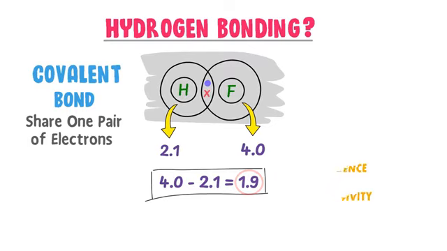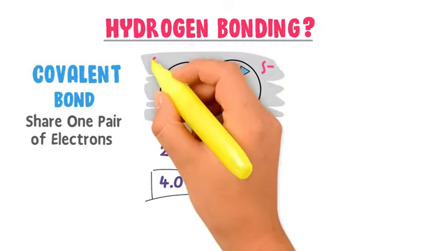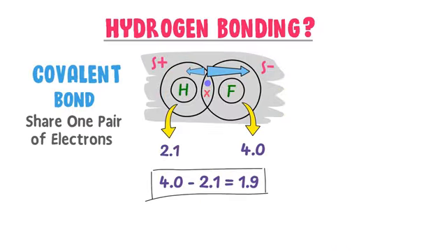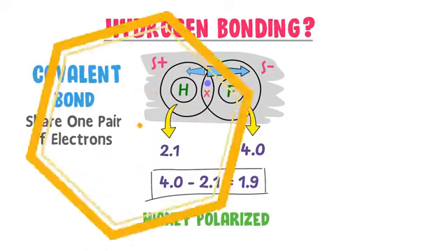As a result of this, fluorine atom, being highly electronegative, pulls the shared pair of electrons more towards itself than hydrogen. The electronic cloud tilts towards fluorine atom and partially negative charge appears on fluorine and partially positive charge appears on hydrogen. So therefore we say that hydrogen fluoride is a highly polarized molecule.